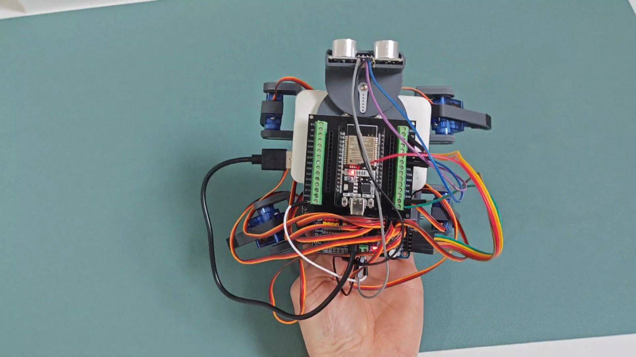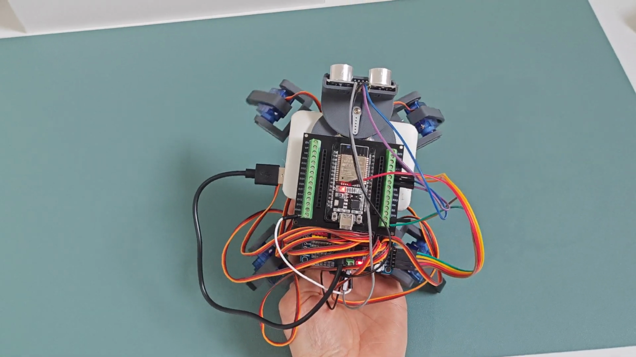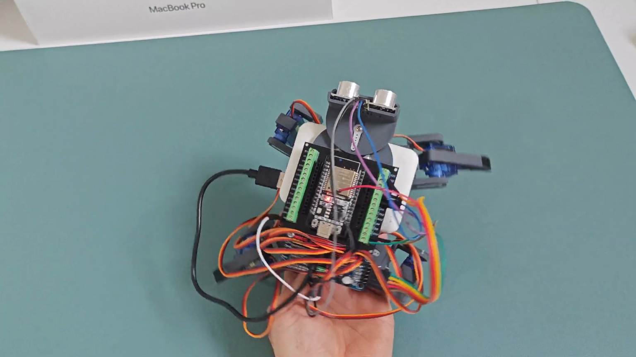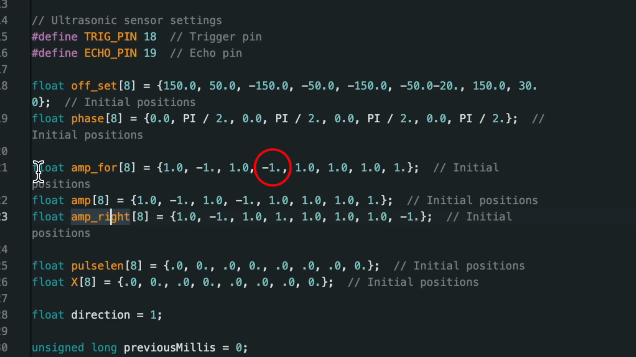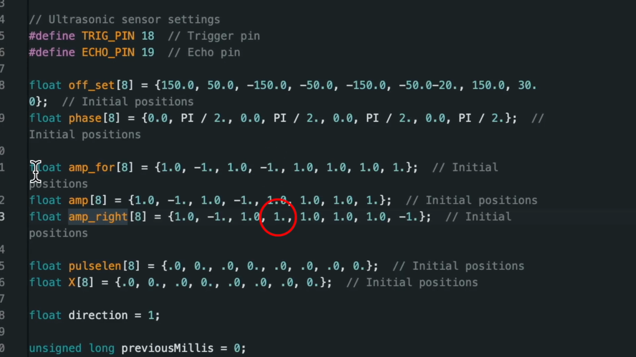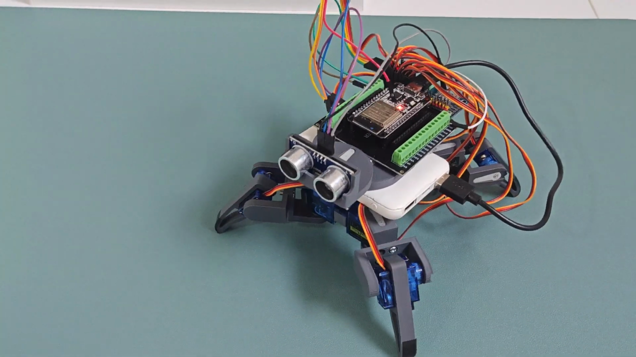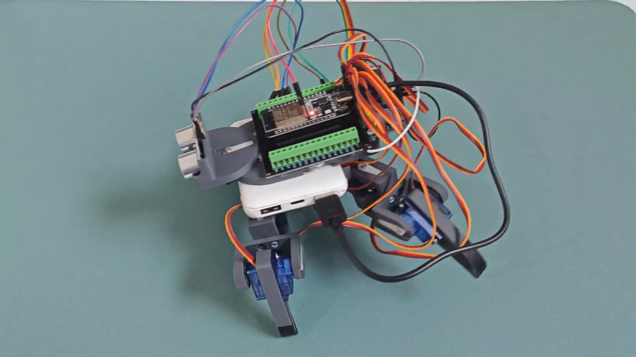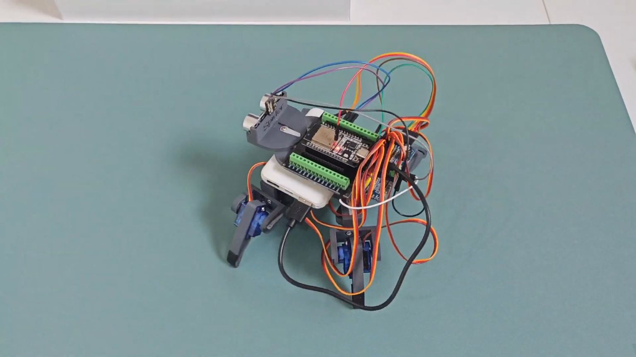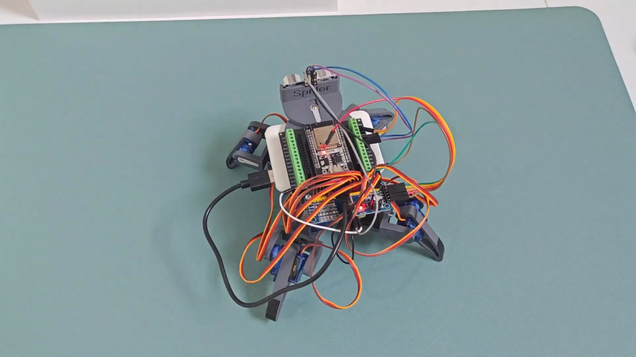The key to turning is changing the movement of the upper segment of the legs on one side of the robot. By flipping the sign of the amplitude for these segments, we also flip the phase of their oscillations. This means that while one side of the robot continues stepping forward, the other side moves in reverse, causing the robot to rotate in place.